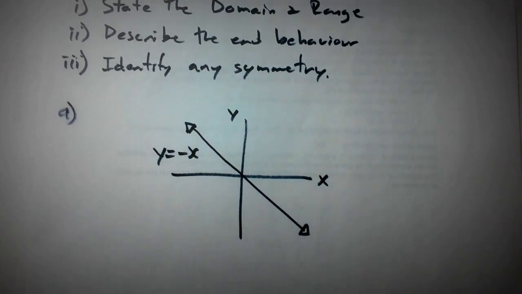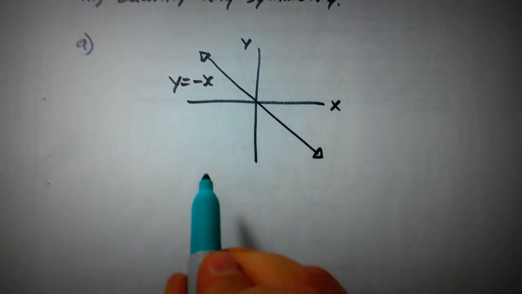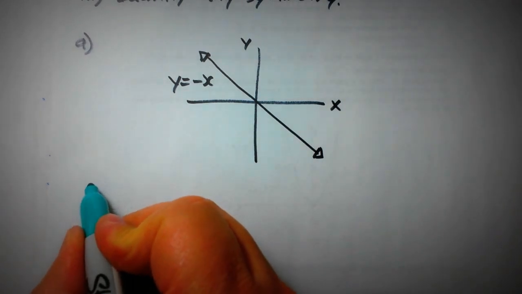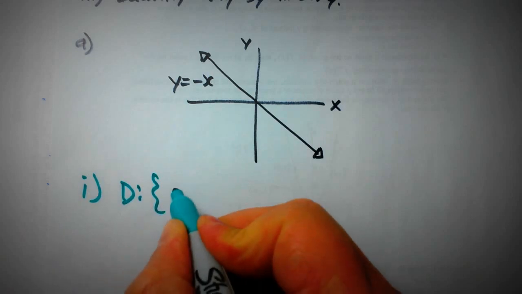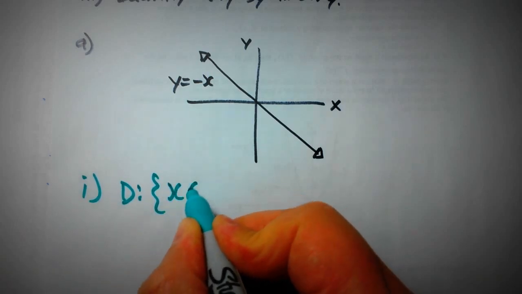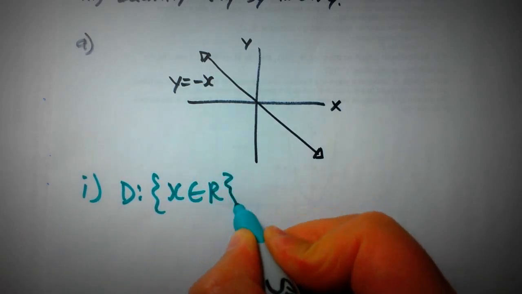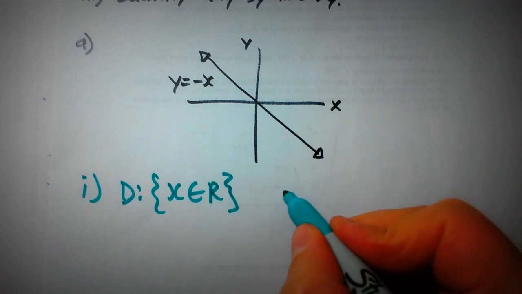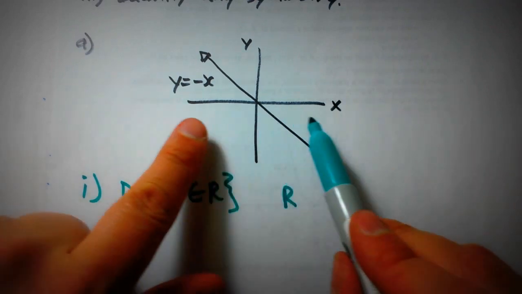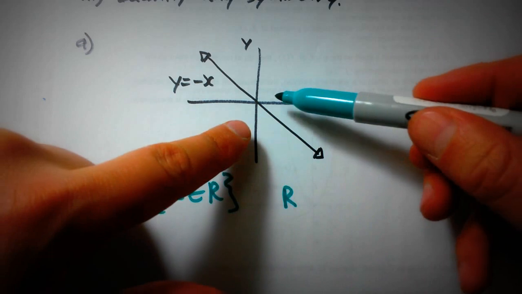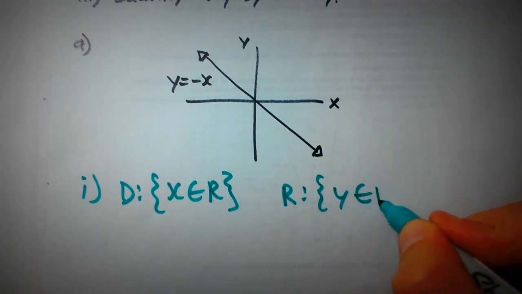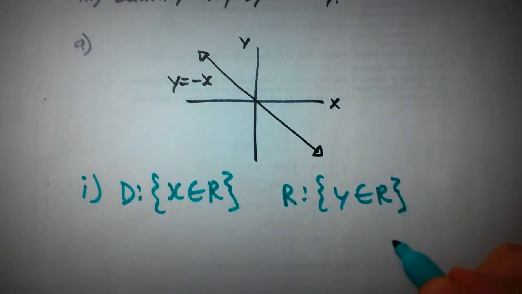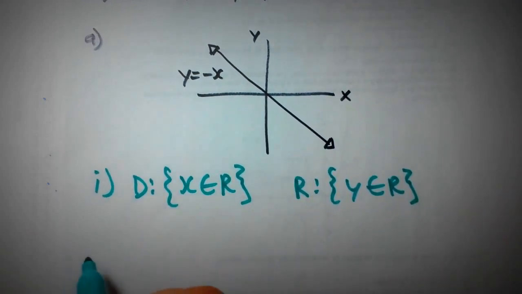Let's state the domain and range. As it is pretty clear, we look at the set of x values and we say that x belongs to the set of real numbers, and there are no conditions. That's the domain. Now the range is the same thing. The range is y belongs to the set of real numbers. Okay, straightforward domain and range for this function.